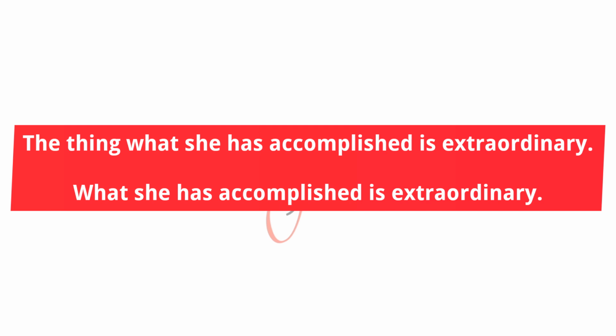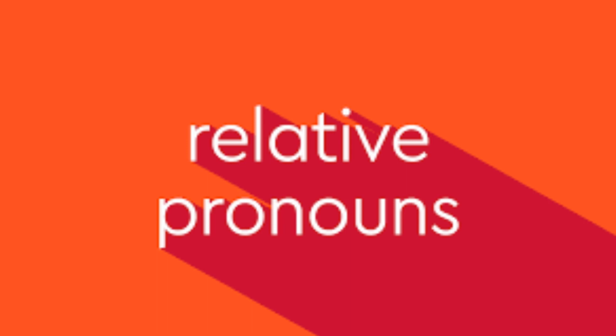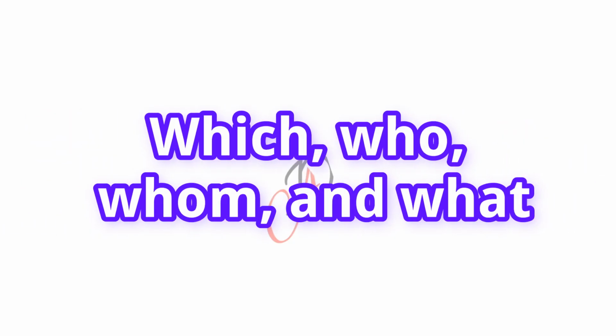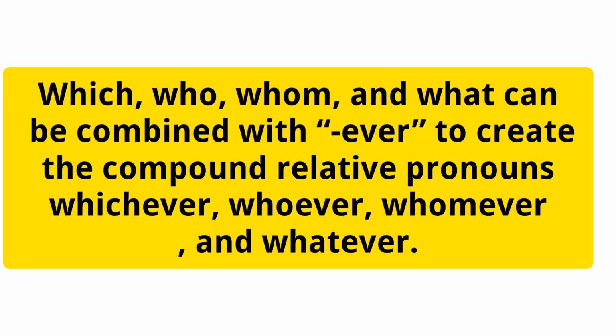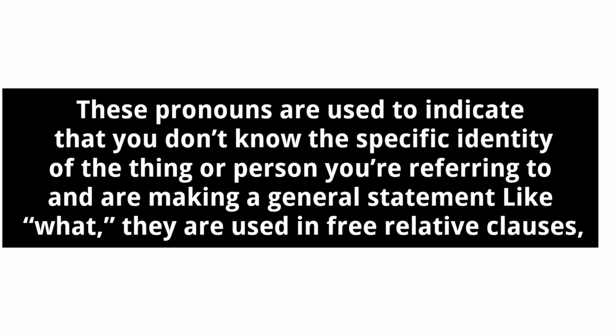Okay, guys. Another interesting thing about relative pronouns is that relative pronouns like which, who, whom, what can also be combined with ever to create the compound relative pronouns. So when we combine the relative pronoun which with ever, it becomes the compound relative pronoun, that is whichever. These pronouns are used to indicate that you do not know the specific identity of the thing or person you are referring to and are making a general statement, like what they are used in free relative clauses.